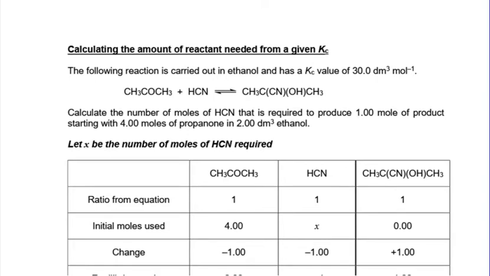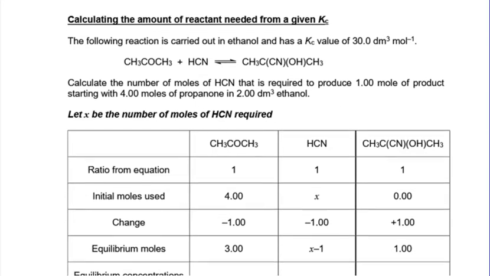So the following reaction is carried out in ethanol and has a Kc value of 30. Calculate the number of moles of HCN that must have been at the beginning to produce 1 mole of product, starting with 4 moles of propanone and 2 decimeters cubed of ethanol.